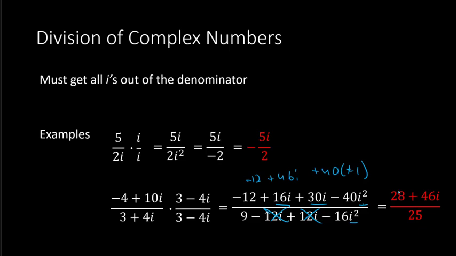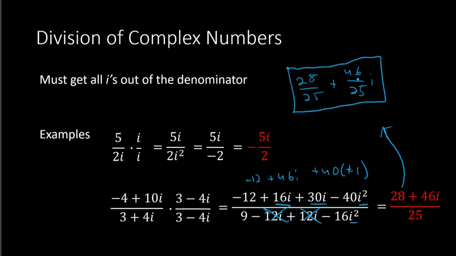So this would be our answer, but we want to write it in standard form, which we'll put up here. So we have to separate into two fractions. We have 28 over 25 plus 46 over 25, and the i that's in the numerator, we can pull it out here on the side instead. So our answer in standard form would be 28 over 25 plus 46 over 25 times i.